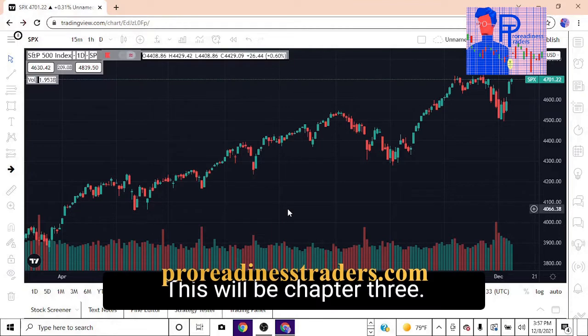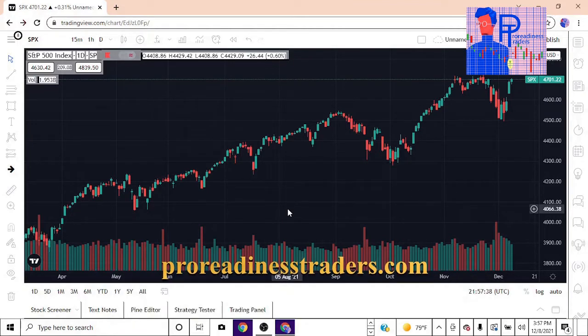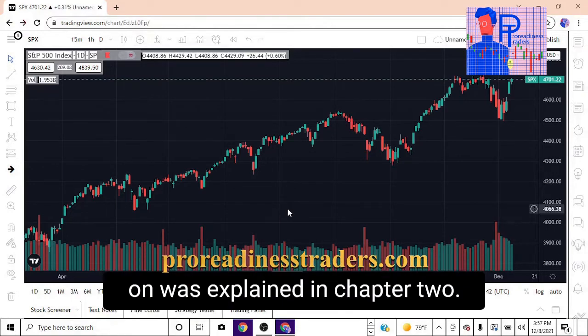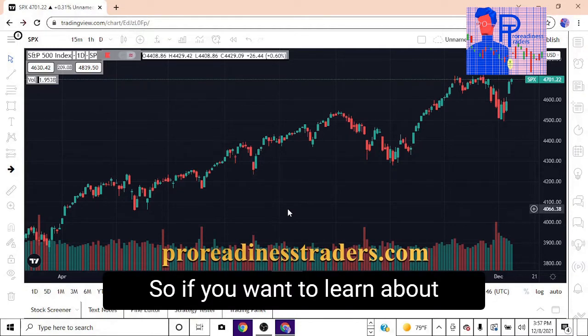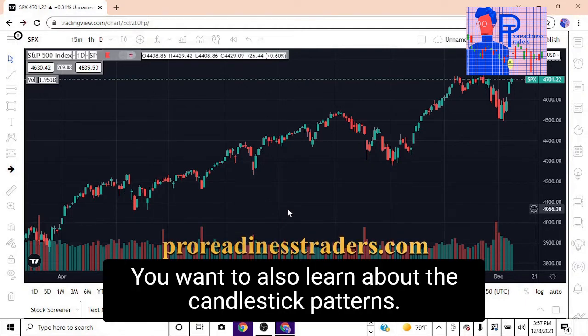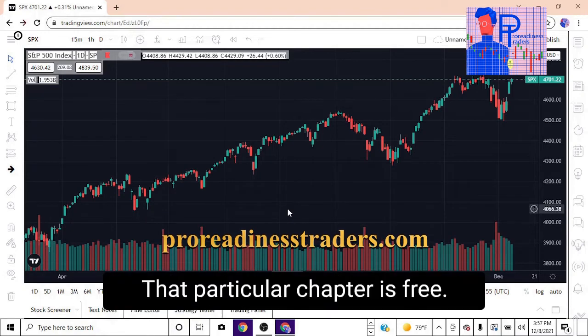This will be Chapter 3. This subject will be taught about trend lines. The platform that we are working on was explained in Chapter 2, so if you want to learn about its functions, go to Chapter 2. If you want to also learn about the candlestick patterns, go to Chapter 1. That particular chapter is free.